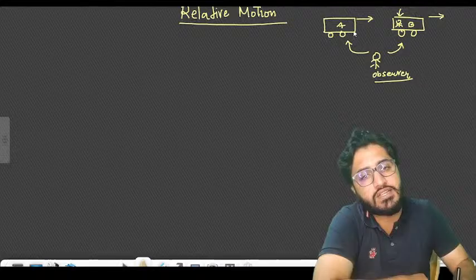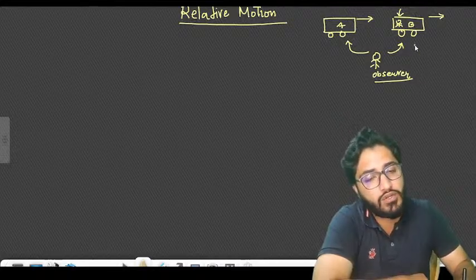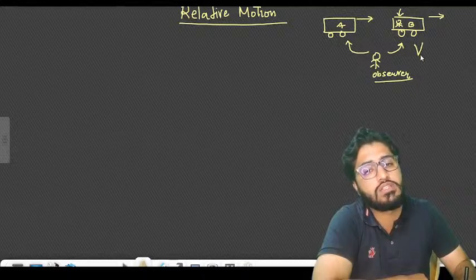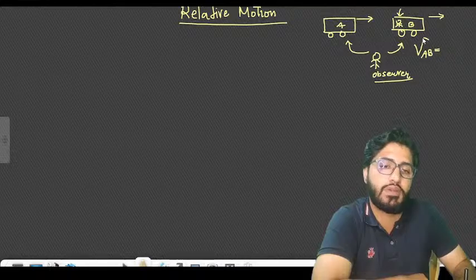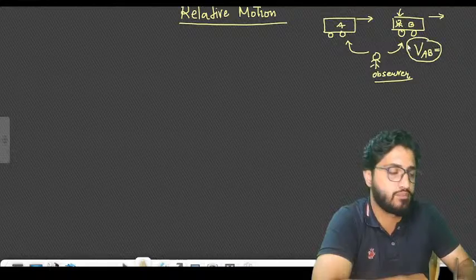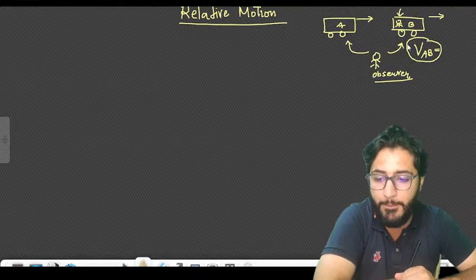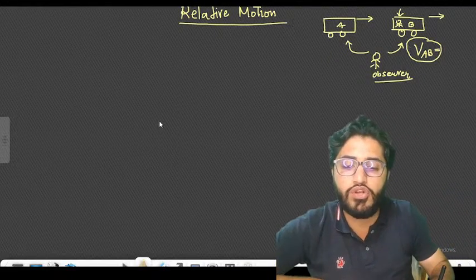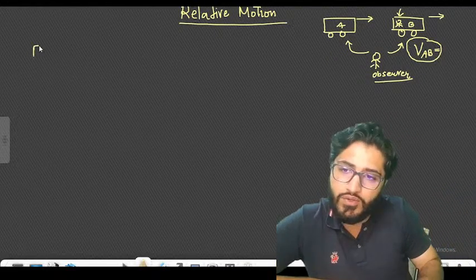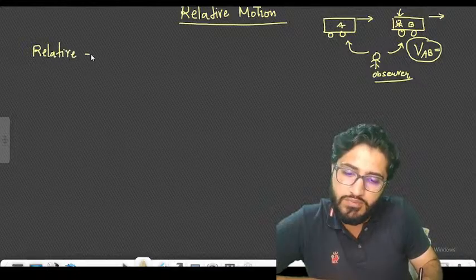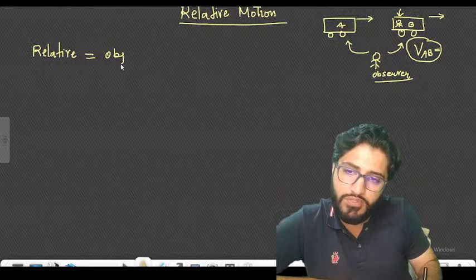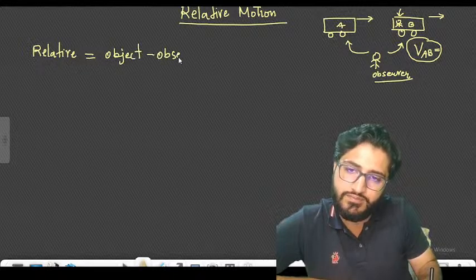I need to measure the speed of A with respect to B. I need to note down the speed of A with respect to B. So I can write here, this is speed of A with respect to B. Okay, so how do you need to write it down? The relative term is nothing, it is objective minus observer.